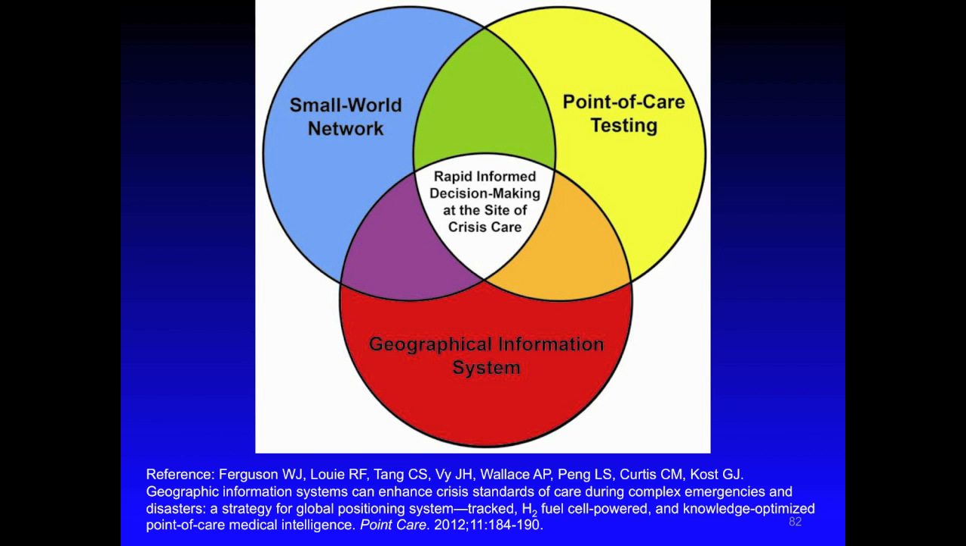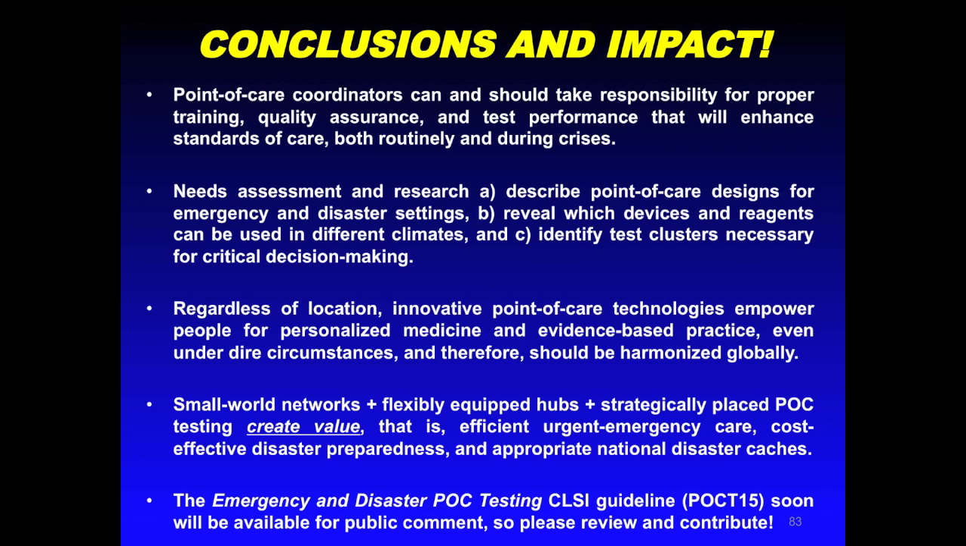The Venn diagram in slide 82 then wraps up this segment of my presentation, showing now that we're going to integrate the small world network on the left with point-of-care testing and the geographic information system at the high function level to achieve what we really want to achieve. That is, in the center, rapid informed decision-making at the site of care. I hope you've enjoyed this first lecture.